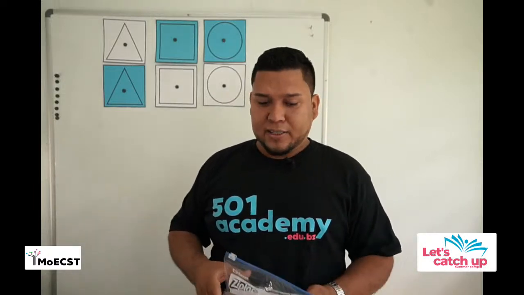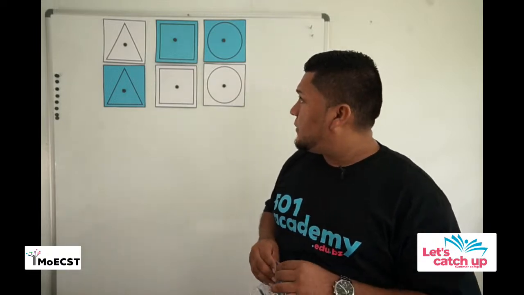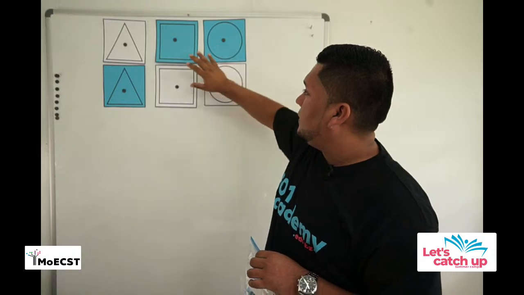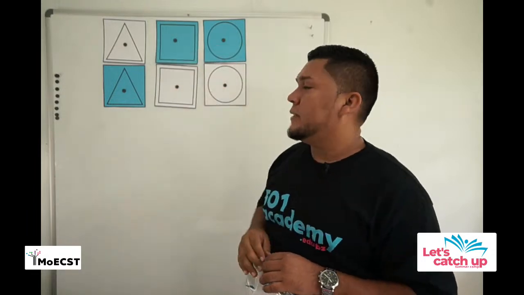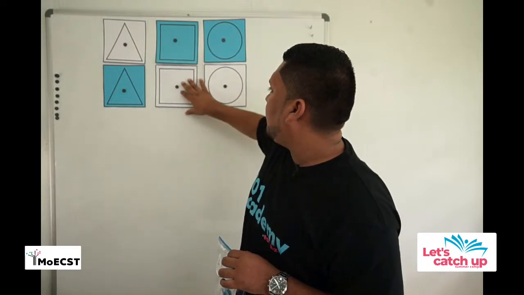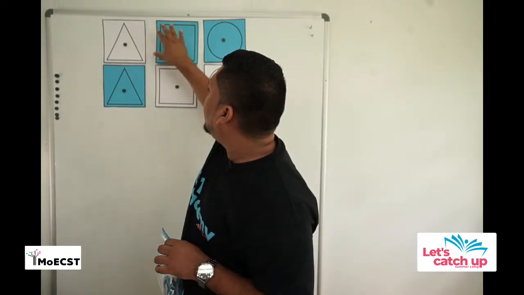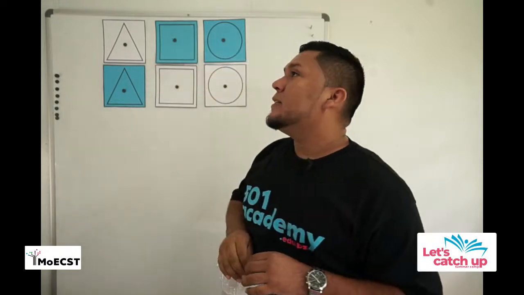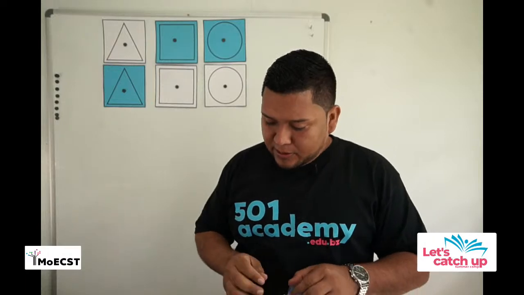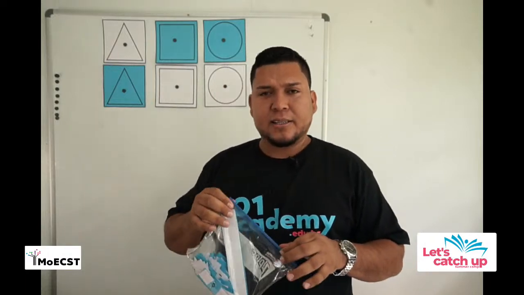Now, we'll go back to our little kit. Let me give you a little time to match all your shapes together on your table. Put all of them together. They're a little bit twisted, but you guys can see them quite clearly. Now, let's go back to the kit.